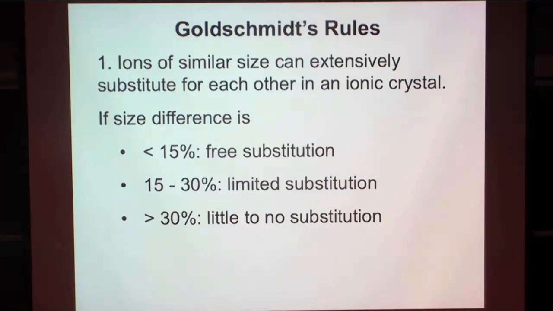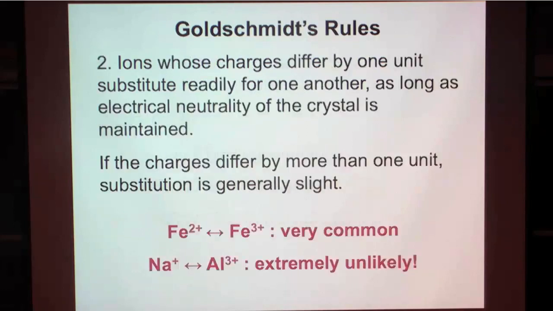And going quickly through Goldschmidt's rules, and the Goldschmidt conference is going on right now in Japan, this is the notion that Goldschmidt presented of similar size and essentially ionic behavior. I'll go quickly through this. Iron 2+ and iron 3+ substitution is common, so we can think of this in terms of Pauling's rules of size. You can also think of the cases that are not likely, such as sodium and aluminum 3+, which are extremely unlikely.